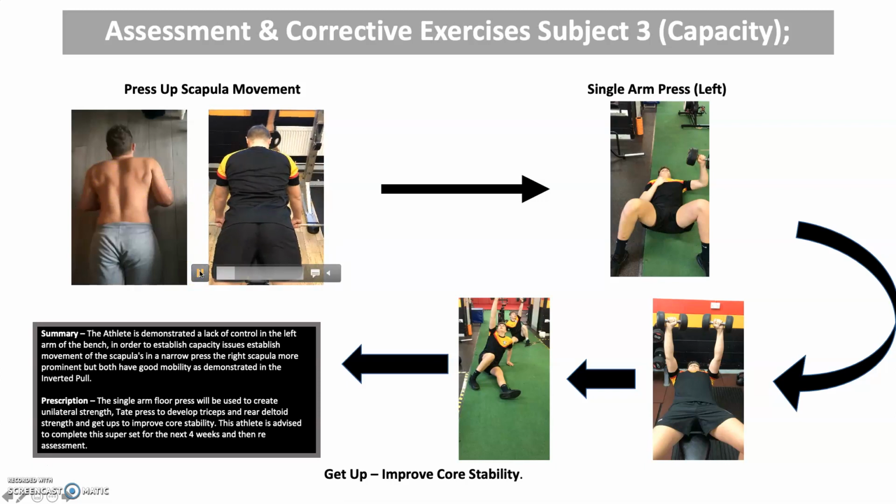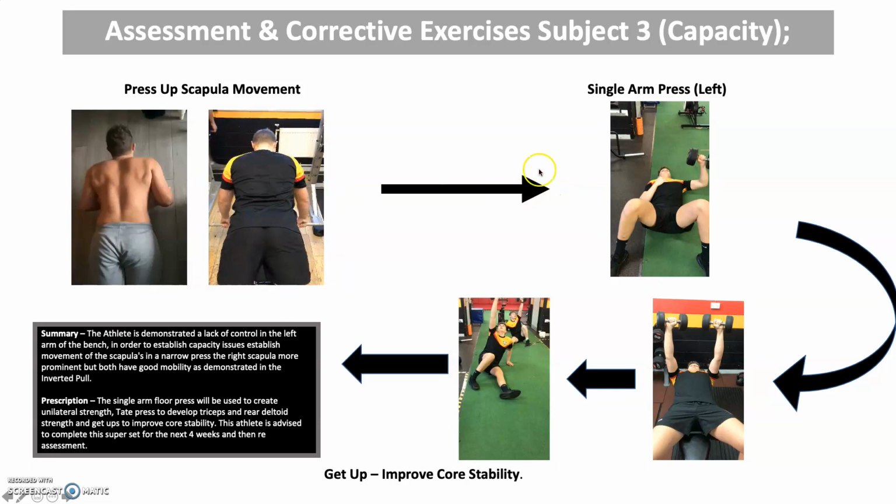We also did an inverted row for this athlete, just again to check scapular movement, but the athlete is quite competent in that movement. We then progressed on to a single arm press on the left hand side. The athlete's feet are on the floor, so this is gaining core stability.